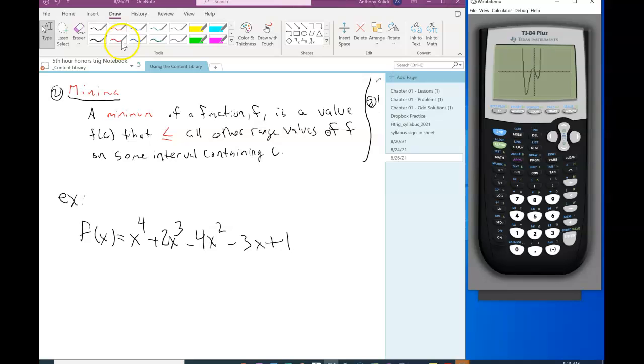So I'm just going to record that information. I have a global minimum, then I have a local maximum, and then I have a local minimum, and my global maximum, there is none.